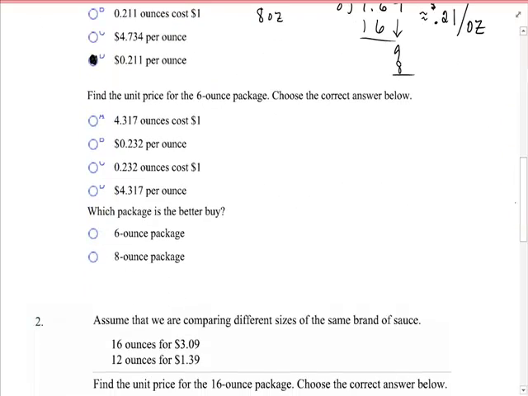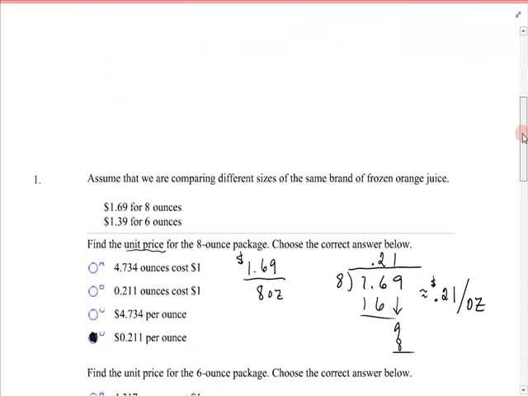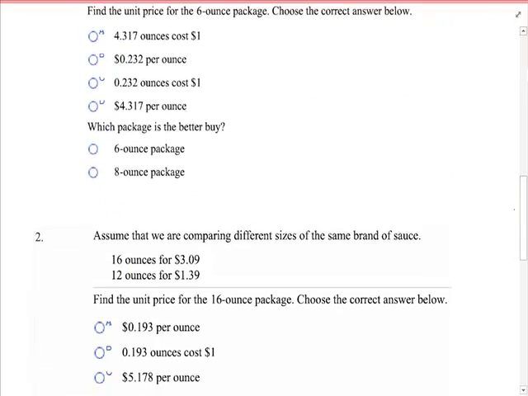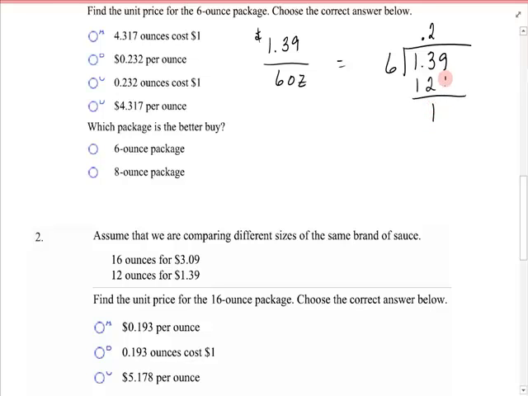Let's look at the unit cost for the next one. Back up to get the number: $1.39 for 6 ounces. So I'm going to take 139 and divide it by 6, bring my decimal up. 6 doesn't go into 1, but it goes into 13 2 times. 2 times 6 is 12. Subtract 1, bring down the 9. Goes in there 3 times. That's 18. I'm going to stop the problem.